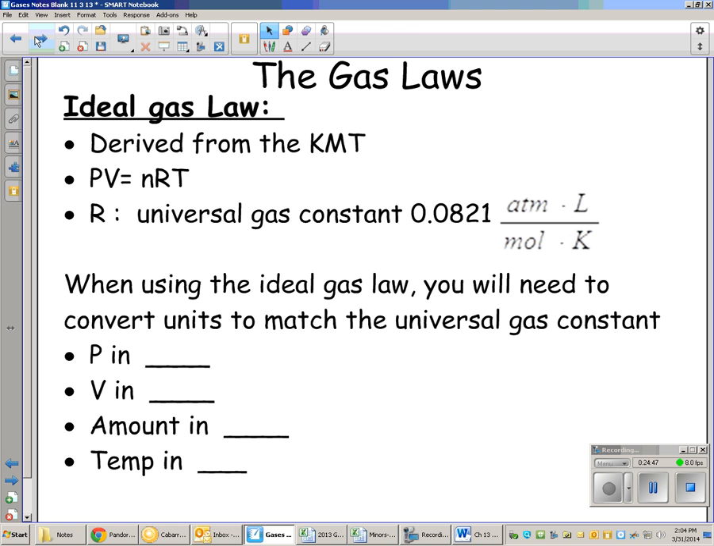All right. This is the ideal gas law. It's called PV equals nRT. And this is the last thing. I think I have one example for you. So you can know these. PV equals nRT.